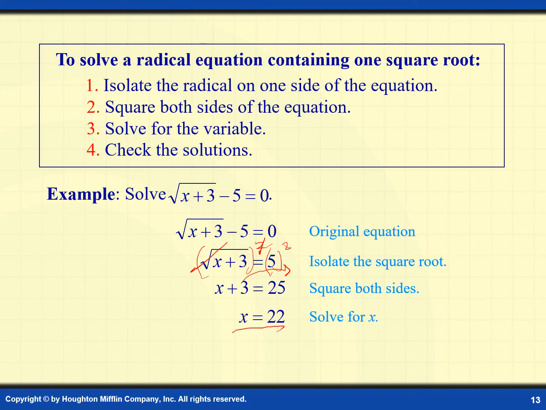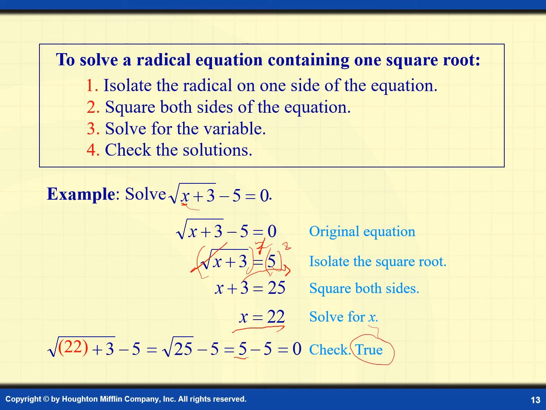So, magiging true kaya? So, let's check the solution. First, we need to substitute. Palitan mo daw po yung x ng 22. So, 22 plus 3 minus 5, that is 22 plus 3, that is 25. Square root of 25, that is 5. 5 minus 5, that is equal to 0. Therefore, the value of x is equal to 22 to make the equation true. Wala na pong iba. Okay? So, 22 lang daw po. That is the solution set.